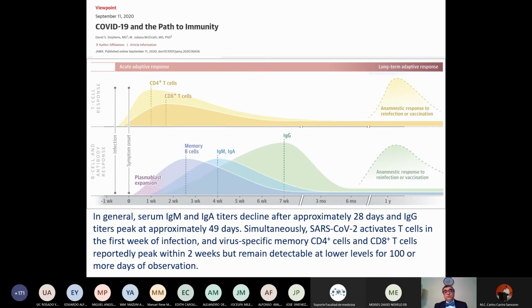To summarize the immune response, yes, there is both a T cell and a B cell immune response, but the question is whether their responses are short-lived. When it comes to antibody response, IgM peaks around 4 weeks and IgG peaks around 7 weeks. But then there is a sharp decline, especially in IgG. That leads to speculation whether a secondary infection or vaccine might be effective or not.